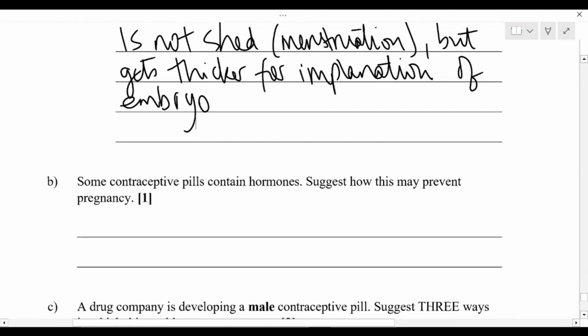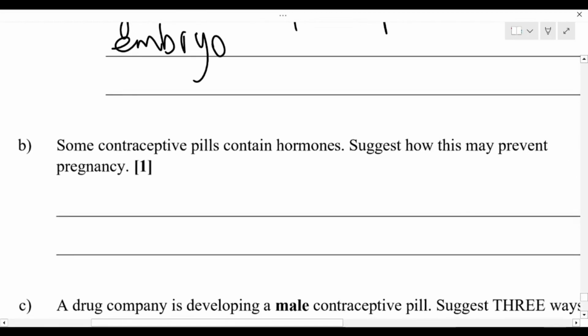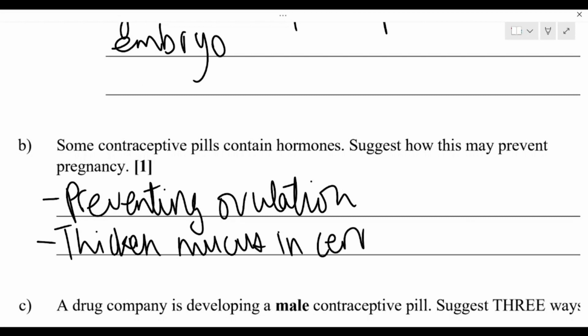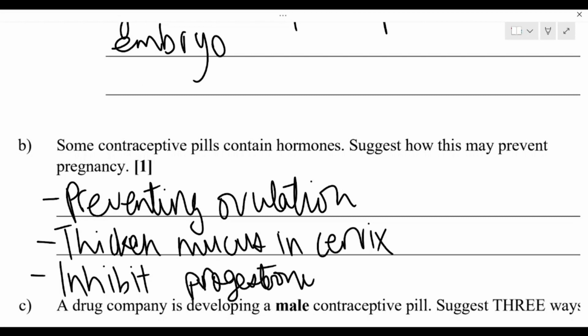Next, some contraceptive pills contain hormones. Suggest how this may prevent pregnancy. Now, in real life, there are many different ways in which contraceptive pills prevent pregnancy with hormones, but ones that you can use here are preventing ovulation, because of course, if there's no ovum, it can't get fertilized, thickening the mucus in the cervix so that sperm cannot swim through it, and inhibiting progesterone, because if there's no progesterone, the uterine lining will not remain thick.